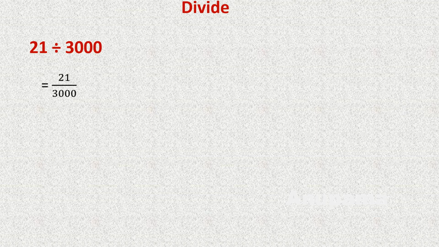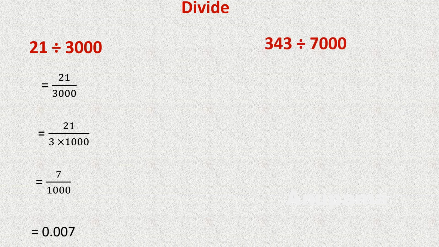Now you know that we can write 3000 as 3 multiplied by 1000. So we will write it like this: 21 by 3 multiplied by 1000. Now you need to divide 21 by 3, which is very simple. 3 sevens are 21. It means the numerator will be 7 and the denominator is as it is, 1000. Now it is 7 by 1000, which can easily be converted into a decimal number. So let us convert it into a decimal number, which is 0.007.